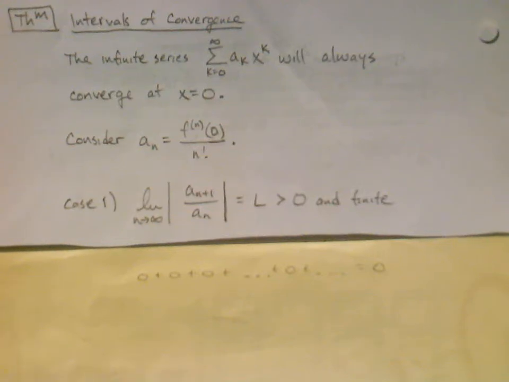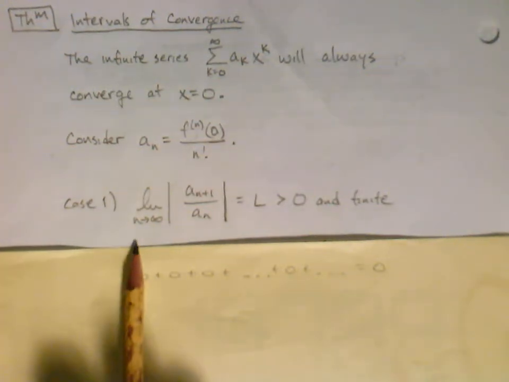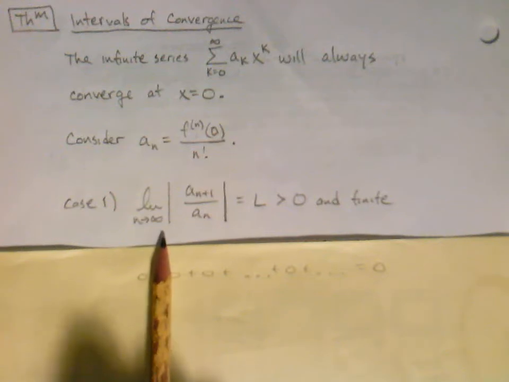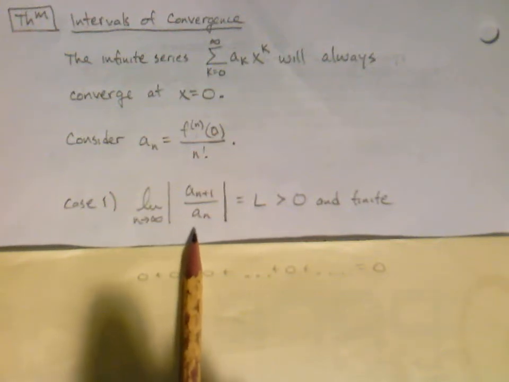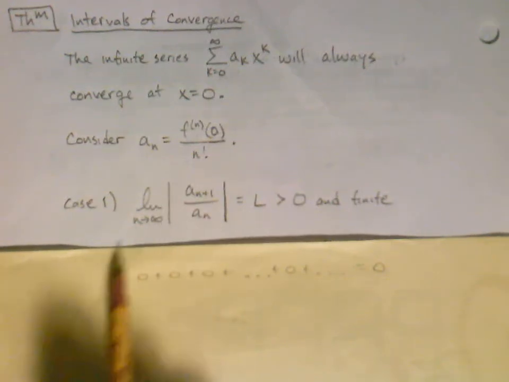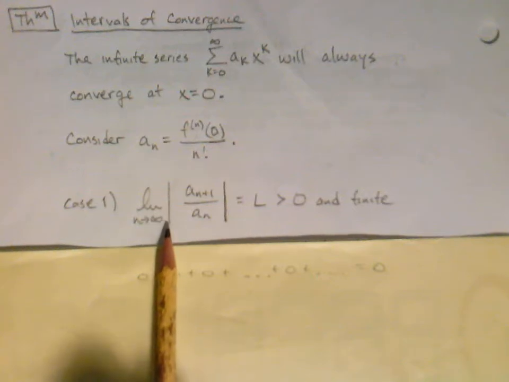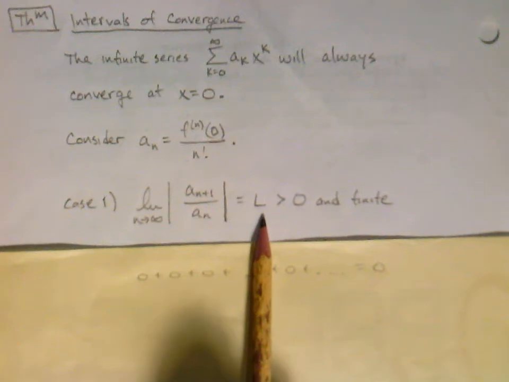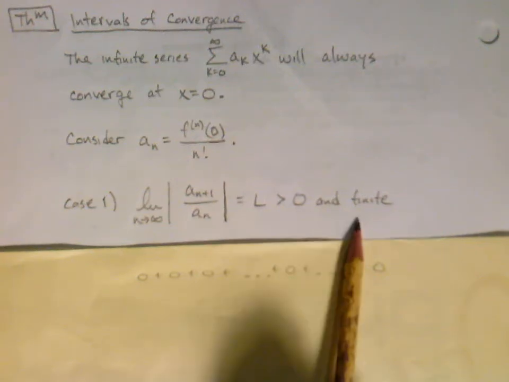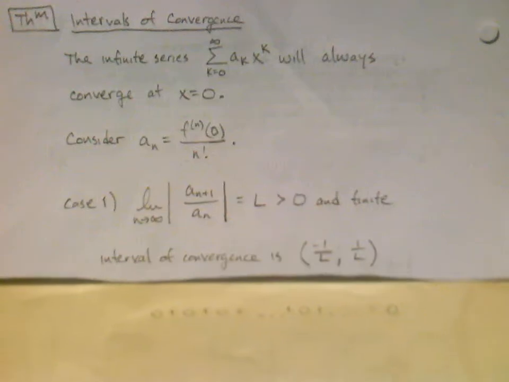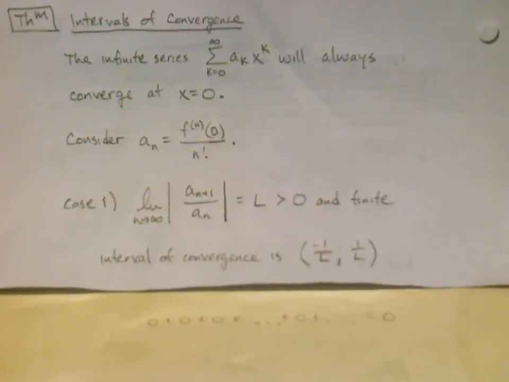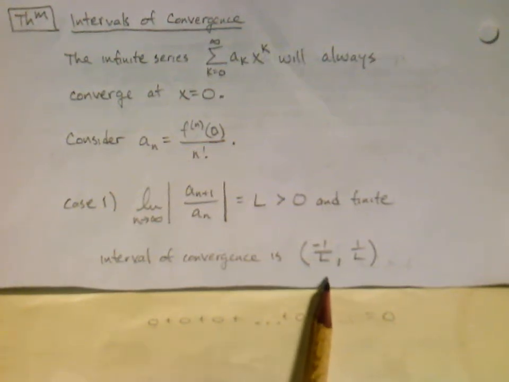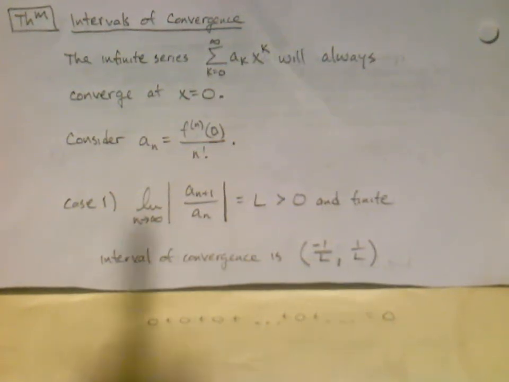Case number 1. Perform the limit as n approaches infinity for a n plus 1 over a n. And we're going to do examples here, so we're going to see exactly how to set all this up. When you perform that limit, and remember there's an absolute value, after performing that limit, if we get L, which is greater than 0 and finite, then the interval of convergence we will know is this. It's the interval from negative 1 over L to 1 over L.